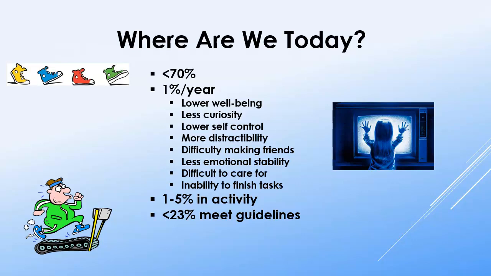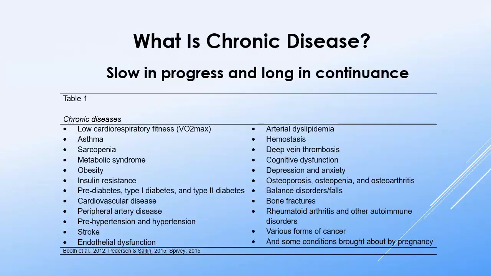So let's take a look at chronic disease. What is a chronic disease? Chronic disease is a disease slow in its progress and long in its continuance, as opposed to acute disease, which is characterized by a swift onset and short course. This table lists a number of the diseases you might come across in your business, or you might already be dealing with a client that has one or more of these.